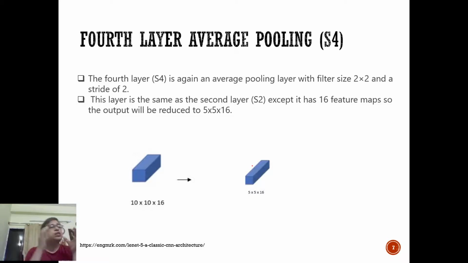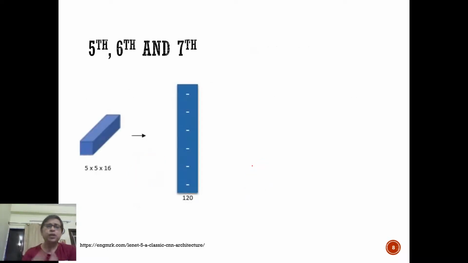So this is where your feature map part is done, and we are now moving to the fully connected layer. We have 5 into 5 into 16, a layer like this, which will be flattened, and we will get a vector of size 400, right? That will connect to one hidden layer which has 120 neurons. That was there in the original paper, and this is the fully connected layer.